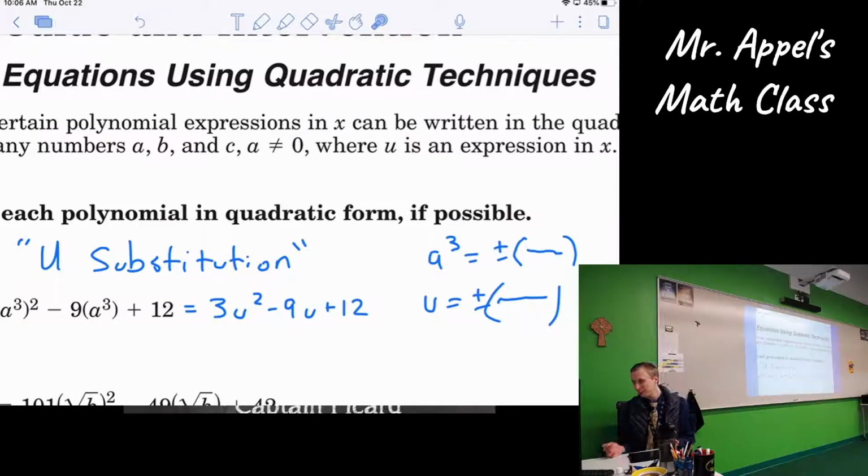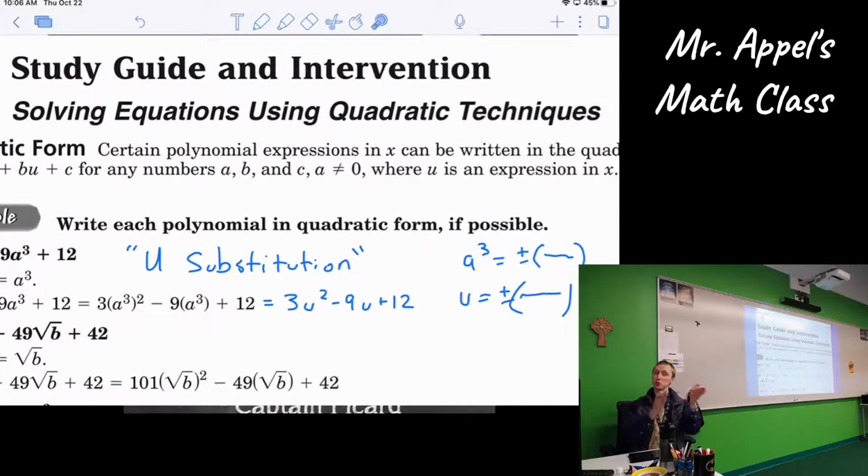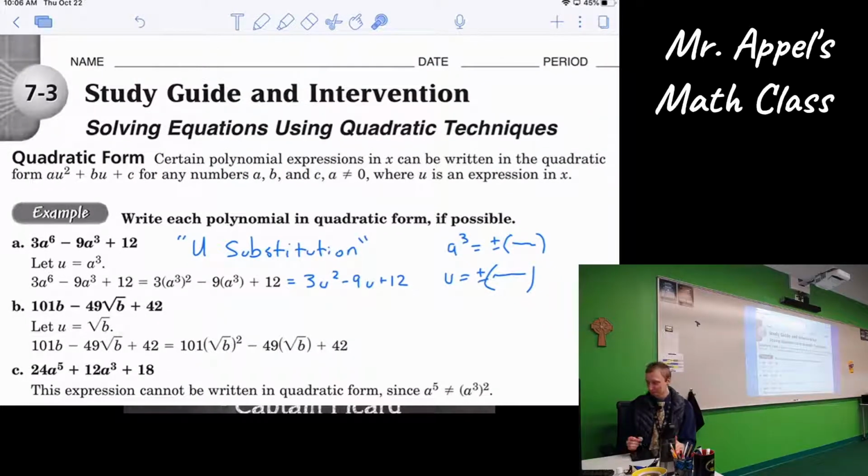Again, why did they pick U? I don't know. Probably somebody was thinking U was funny, like, I can't solve this, but you can solve it. Math pun, it's terrible. I'll be here all day.